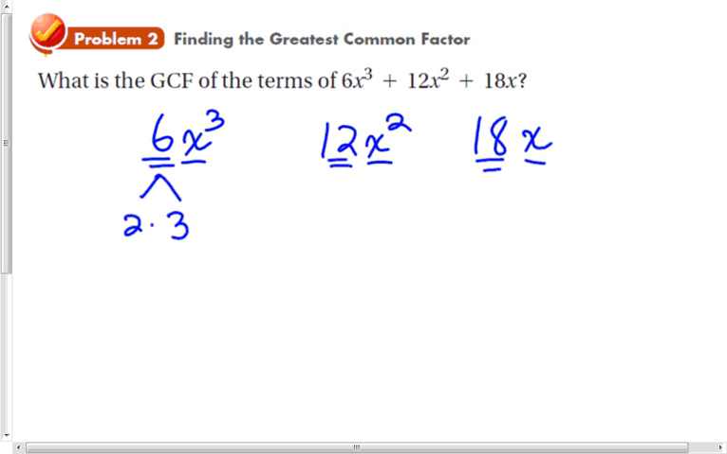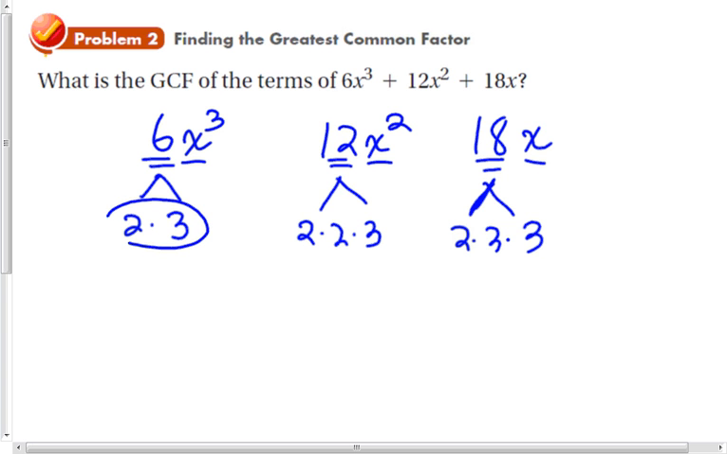6 is 2 times 3, right? 12 is 2 times 2 times 3. And 18 is 2 times 3 times 3. And the way you find the greatest common factor is you just take what prime factors they have in common. We have a 2 and a 3 in each of these, so that would be the greatest common factor of the coefficients, and that's 6. So 6 goes into 6, 6 goes into 12, 6 goes into 18, and there isn't a bigger number.